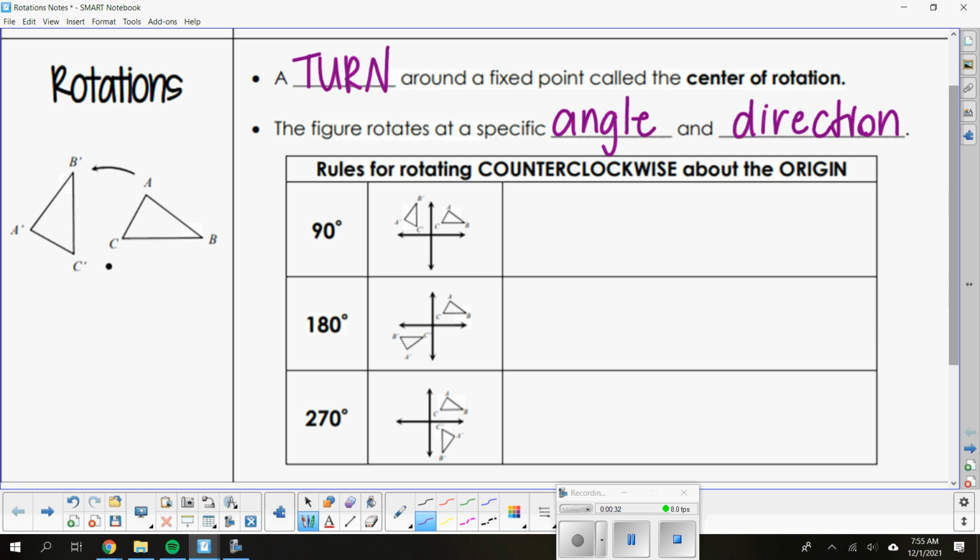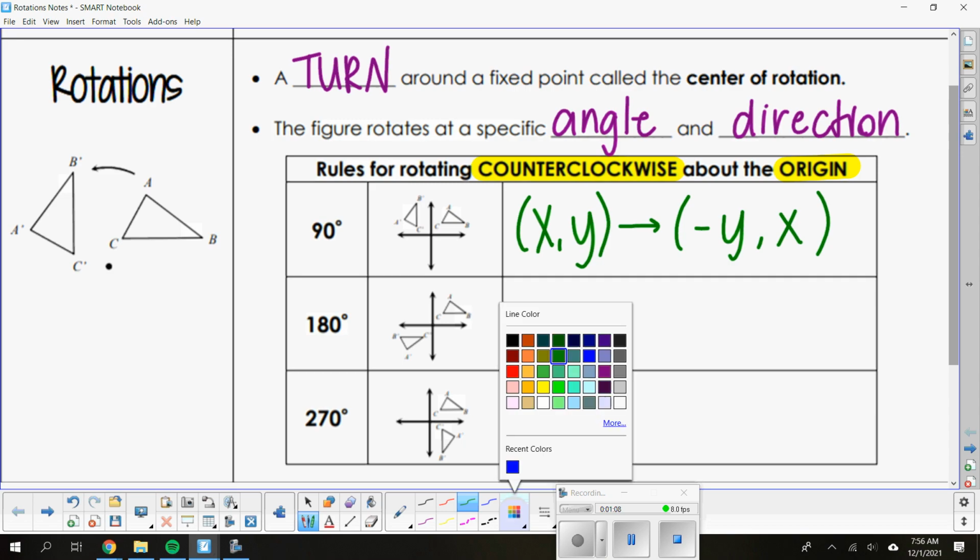Okay, so these are rules only for rotating counterclockwise about the origin. You may encounter other things, but we are only going to be covering counterclockwise about the origin. If they tell you that they want you to rotate 90 degrees counterclockwise, you are going to take your point, x, y, and transform it by flipping the positions and also changing the sign of y. So again, we're going to flip their positions, and whatever y was, it's going to flip its sign.